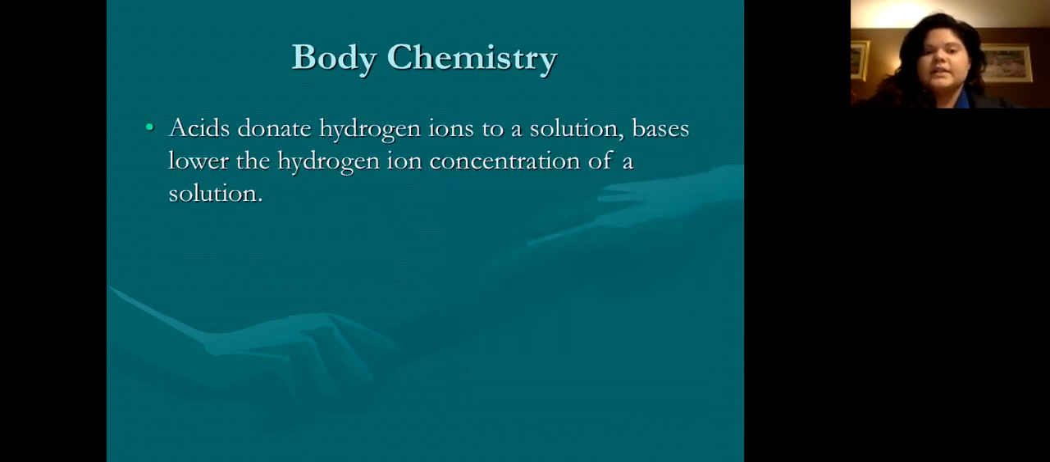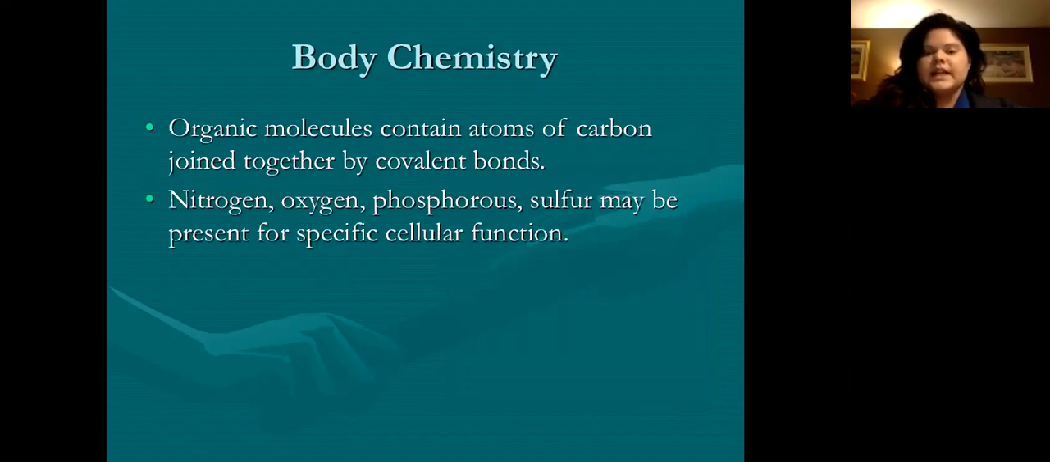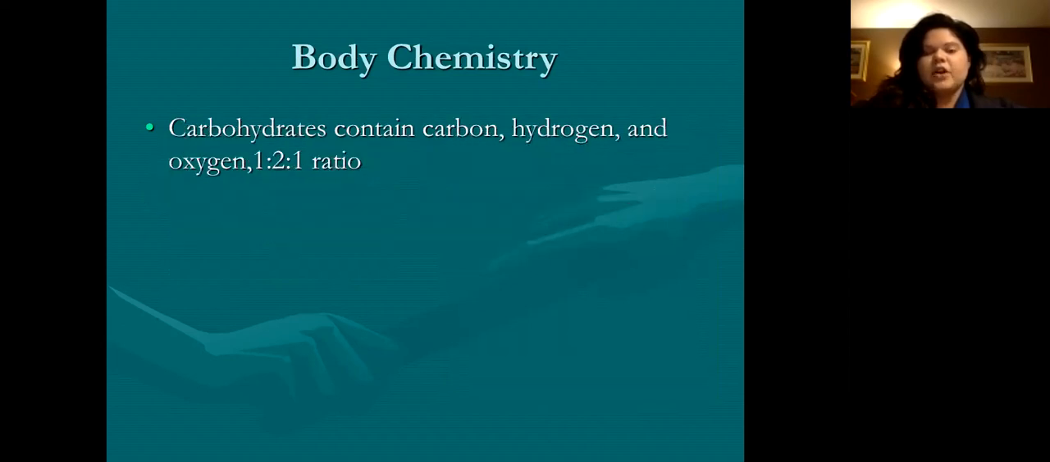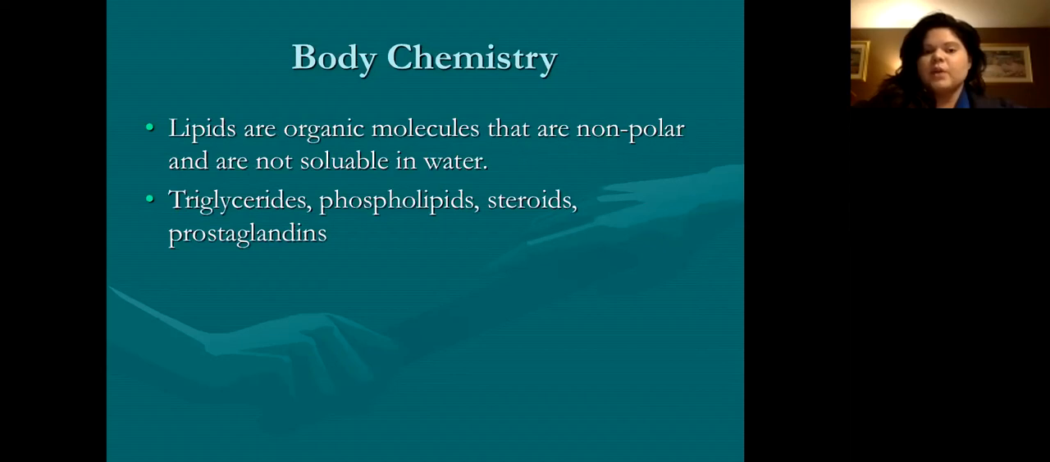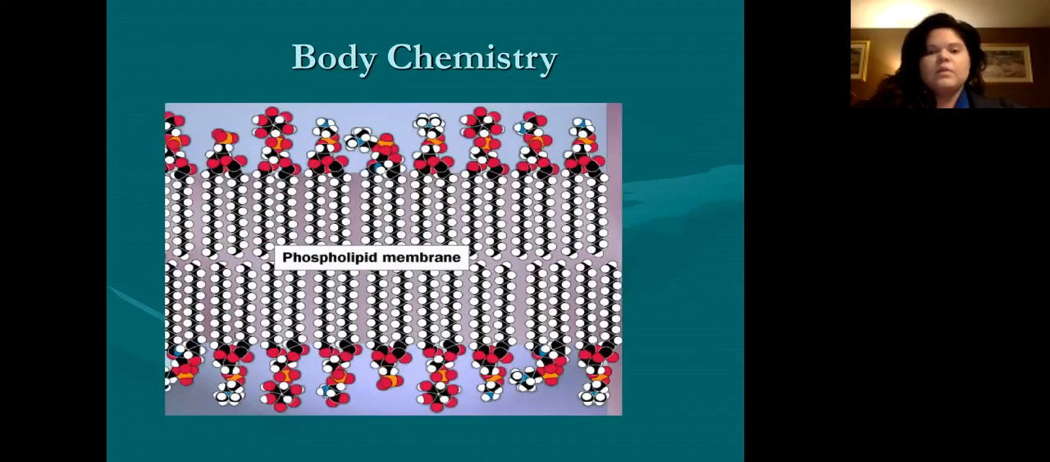Acids donate hydrogen ions to a solution. Bases lower the hydrogen ion concentration of a solution. Organic molecules contain atoms of carbon joined together by covalent bonds. Nitrogen, oxygen, phosphorus, sulfur may be present for cellular functions. Carbohydrates contain carbon, hydrogen, and oxygen at a 1-to-1 ratio. Lipids are organic molecules that are nonpolar and are not soluble in water. Triglycerides, phospholipids, steroids, and prostaglandins are going to be examples of those. This is a phospholipid membrane.